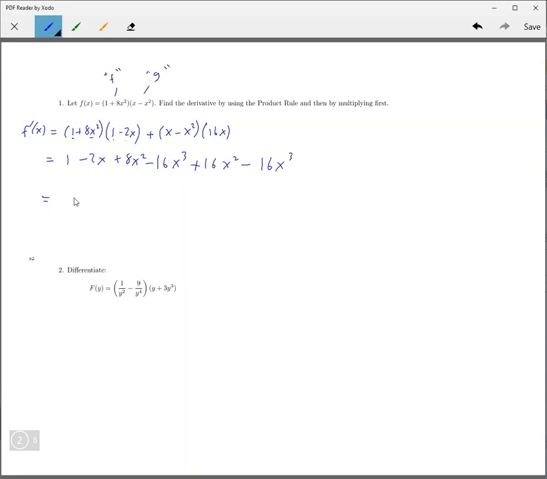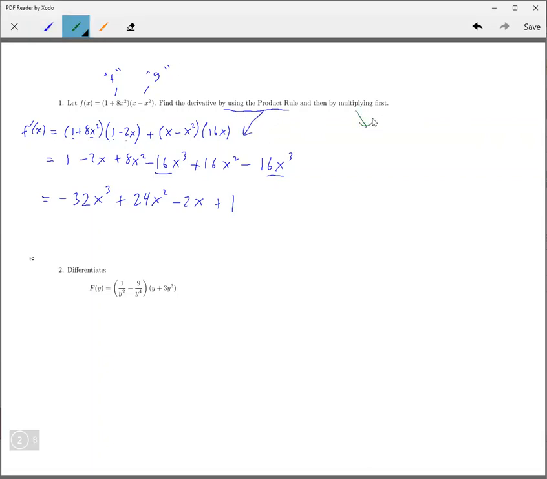Okay, so in the end, for the x cubed terms, there's minus 16 and a minus 16, so that's negative 32x cubed. The x squared terms are going to be plus 24x squared, and then the x term minus 2x, and then plus 1. That is using the product rule.